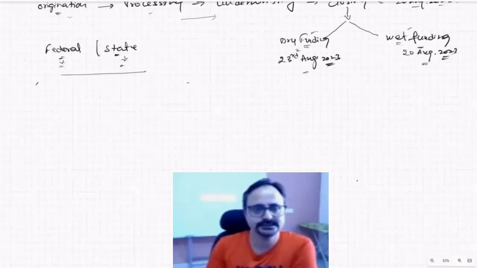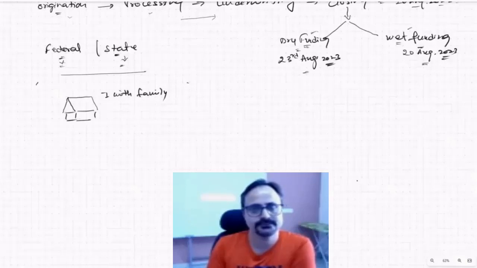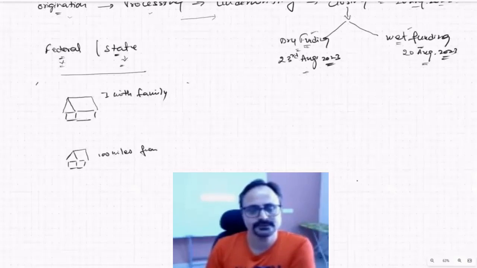The number second is, when I say property, right? Let's say this is the property where I used to live with family, right? This is the property which is almost 100 miles away from the residence.